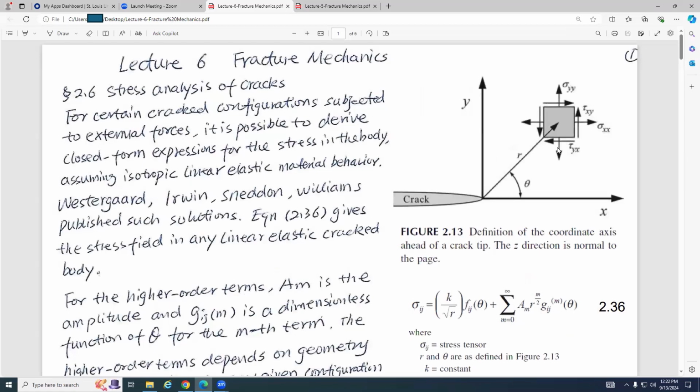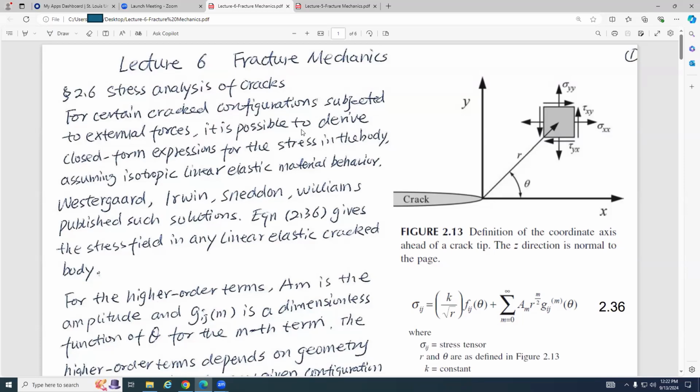So for lecture 6, guys, we talk about the stress analysis of cracks. For certain cracks, the configuration subject to the external force, it is possible to derive a closed form expression for the stress in the body. Okay, this is possible. For certain cracked configurations, however, most of the time we cannot get the closed form expression. Can somebody tell me what is a closed form expression?